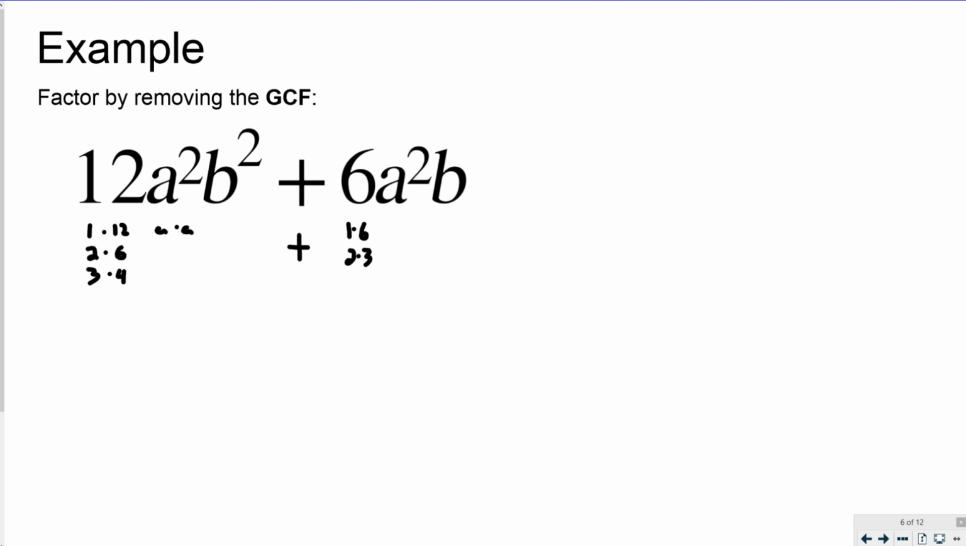A squared would be written as A times A, and B squared would be B times B. And then the same for the 6A squared: A squared is A times A, and B over here. So then the greatest common factor that I can see numerically is a 6. They both have A squared in them, and they both have a B. So the largest factor, the GCF, is 6A squared B.